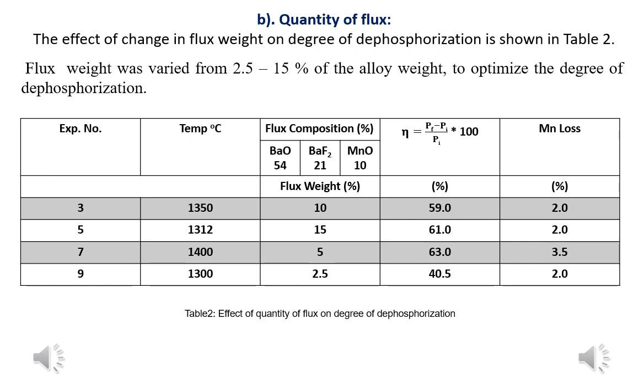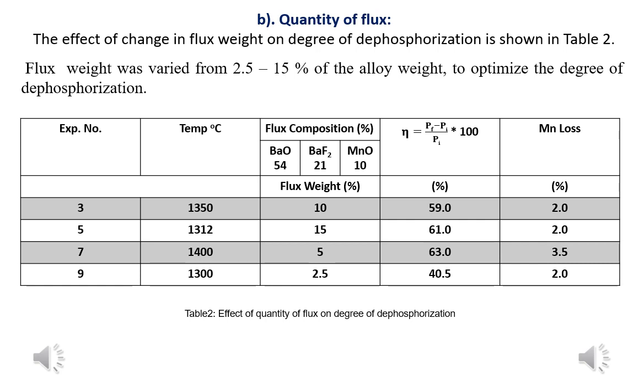To increase the extent of phosphorus removal, the flux weight was first increased from 10% to 15%, but there was no significant improvement in phosphorus removal. The flux quantity was then reduced to 5% while using an improved mode of addition. The results show a 63% phosphorus removal but manganese loss of 3.5%.